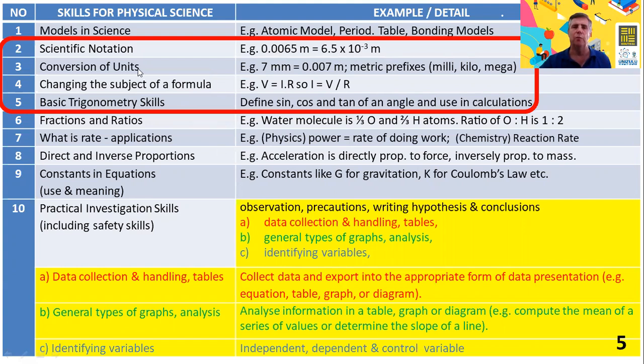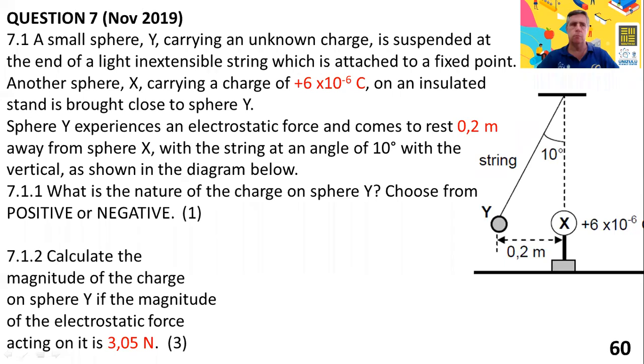Also need to be able to convert units and know about milli, nano, micro, and so on. Change the subject of the formula and some basic trigonometry skills. And in fact, we could add to that Pythagoras' theorem, which we've just used in the last calculation. So please, this is a skills-based series. Work on these skills so that you can answer question 7 correctly.